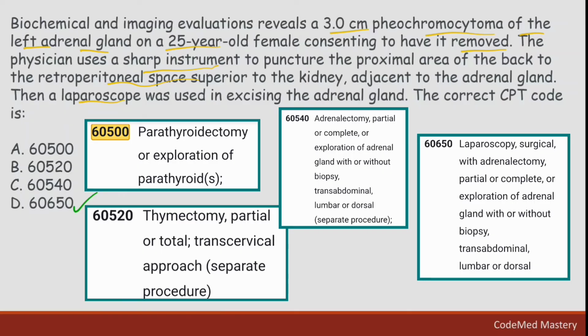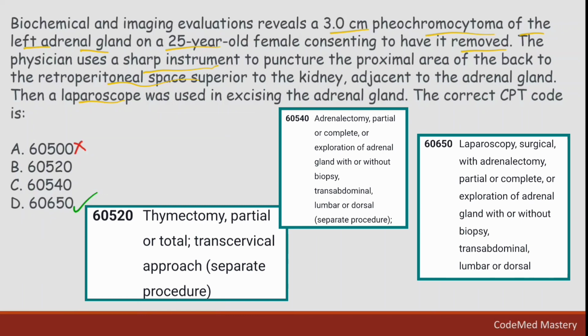We'll eliminate other options. We'll eliminate option A, 60500, because that is for parathyroidectomy or exploration of parathyroids. In the scenario, anywhere they have not mentioned parathyroidectomy, right? So, eliminate option A. And option B, 60520, is for thymectomy, partial or total transcervical approach. In the scenario, they have not mentioned thymectomy, right? They have mentioned excising the adrenal gland. So, that is adrenalectomy. We should not code for thymectomy.